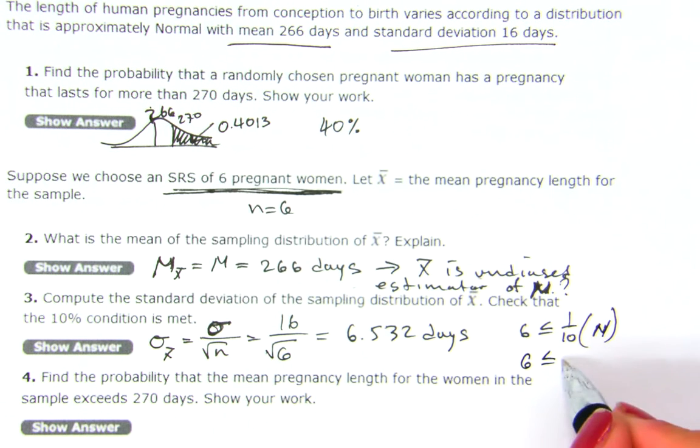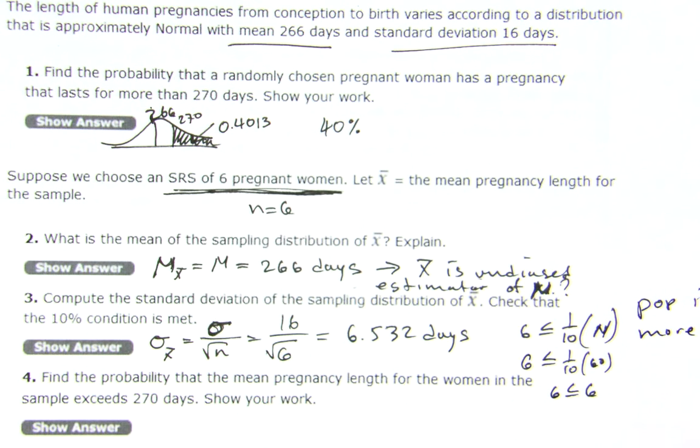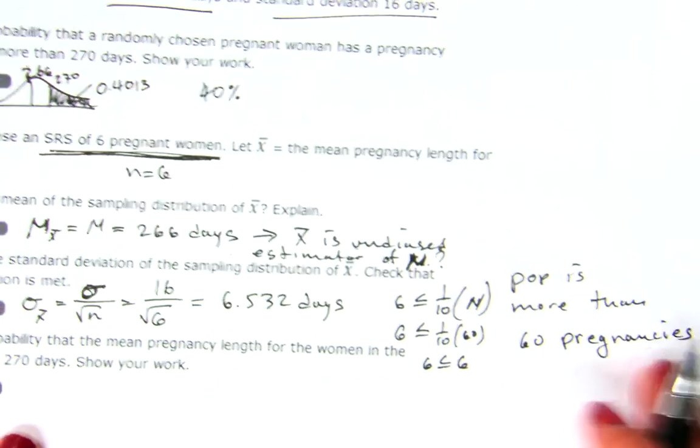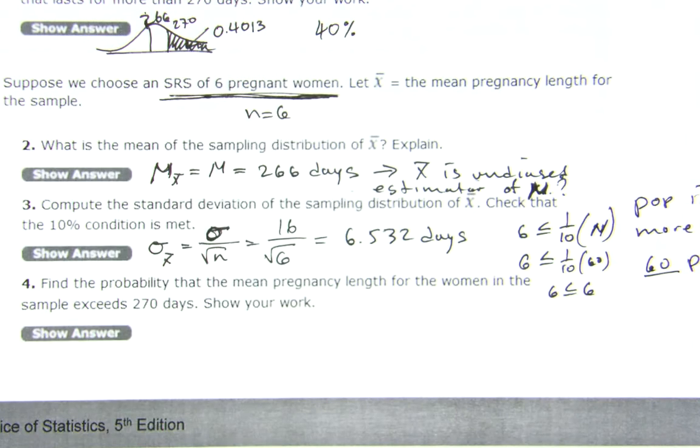Because 6 less than or equal to 1/10 of 60 is 6 less than or equal to 6. So our population is more than 60 pregnant women. So we have at least 60 in our population, so we're good to go.